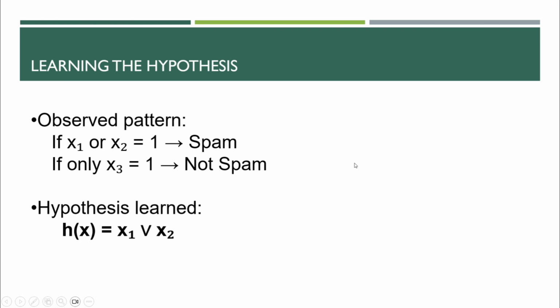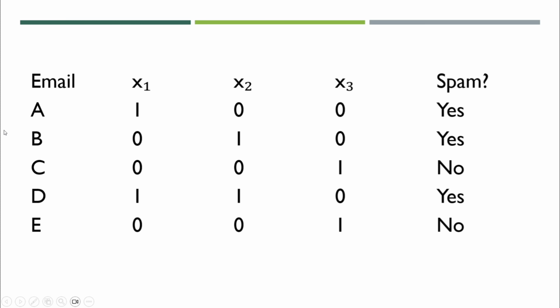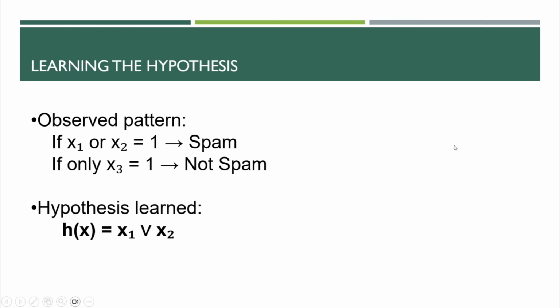So we learn a hypothesis from the observed pattern. If the email contains "buy now", which is x1, that is x1 is 1, then it is spam. But if x3 is 1, it is not spam, and if x2 is 1, it is spam. So it forms this rule, h of x is equal to x1 or x2, or we can also say spam is equal to x1 or x2.